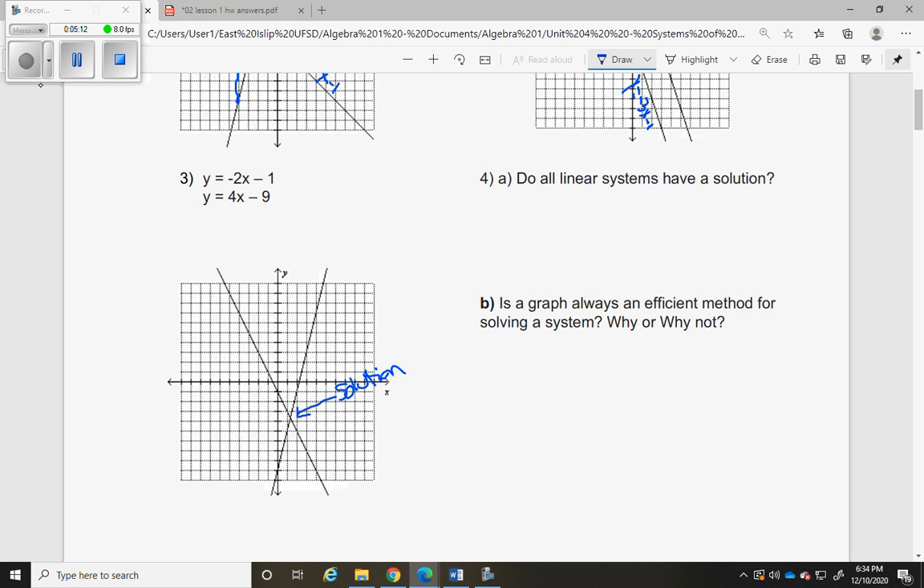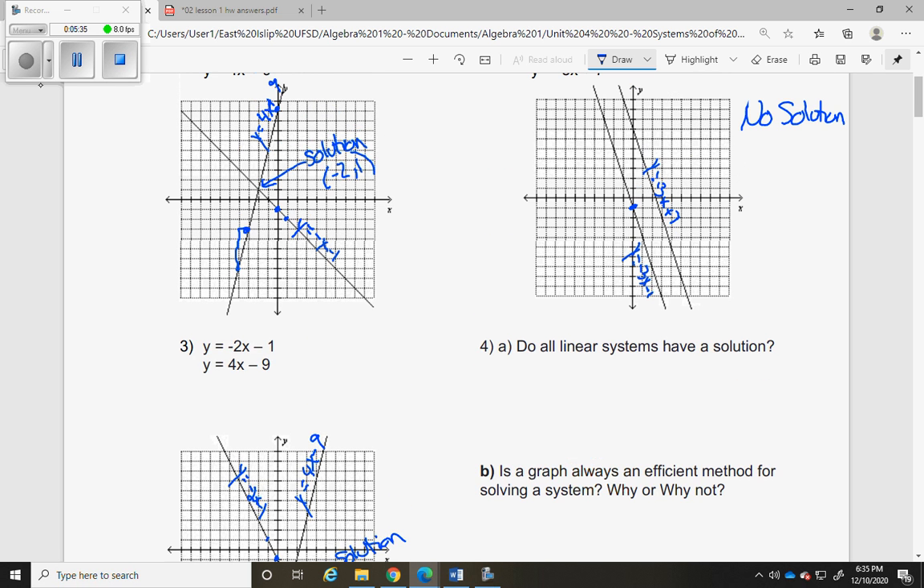I can label these lines. Y equals negative 2x minus 1 is this line. You can see it's going down 2 over 1, and its y-intercept is at negative 1. Therefore, this one must be y equals 4x minus 9. Notice I pointed to this and called it the solution, but I didn't label the point. Up here, I was able to label it negative 2, 1.